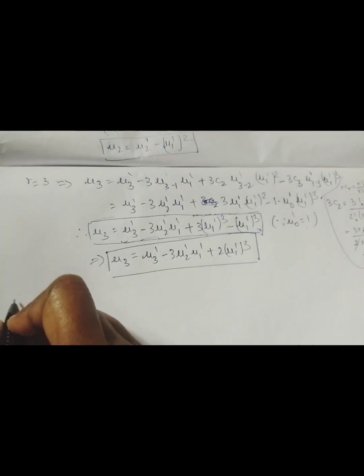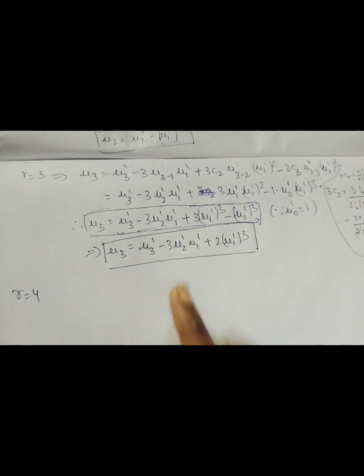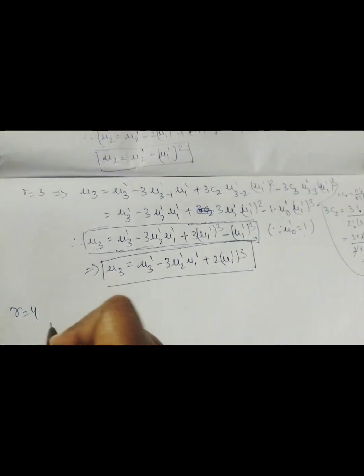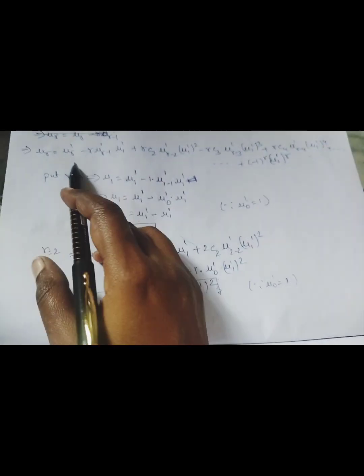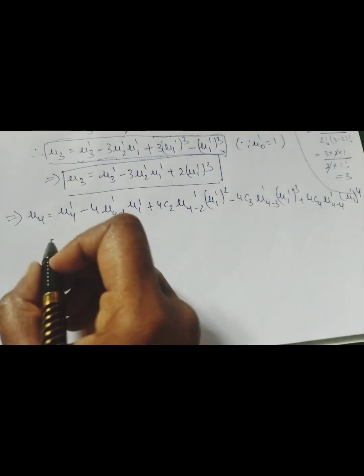Now we have to substitute for r equal to 4, because we need to get 4 central moments and 4 non-central moments, right? So for r equal to 4, the formula changes to μ4 equal to μ4' minus 4μ(4−1)'μ1' plus 4C2 μ(4−2)' μ1'² minus 4C3 μ(4−3)' μ1'³, and plus 4C4 μ(4−4)' into μ1' to the power 4. After that it is not possible, we have to stop there. So this is the formula we have got after substituting r equal to 4.